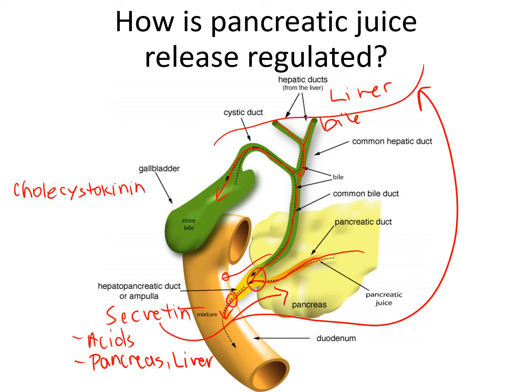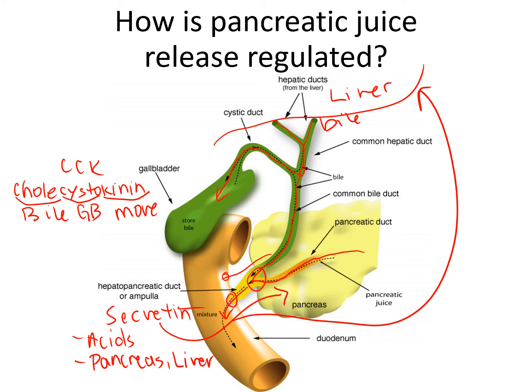All right, chol as a prefix, cysto, and kinin. Chol means bile. Cysto means bladder. Well, that's gallbladder. And kinin means move. We call it CCK for short. So that gives me a clue what this hormone is going to do.